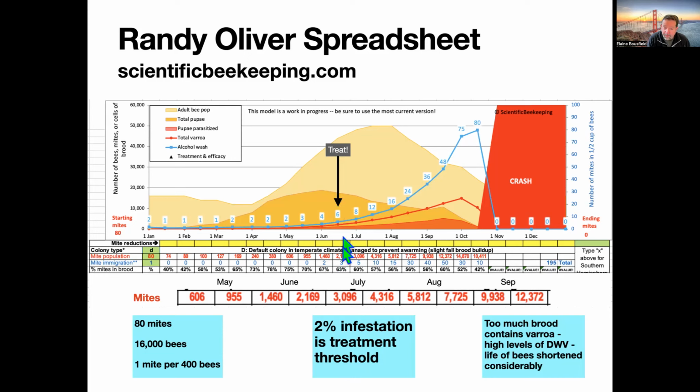So if you did an alcohol wash in June and you found 6 mites, you'd think, oh God, I need to do something about this. And the reason is, if you don't do something about this, you can see what's going to happen. It's just going to get worse and worse, and then they're dead. So the benefit of doing these alcohol washes is that you can know what's coming.